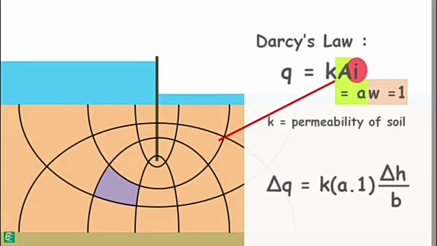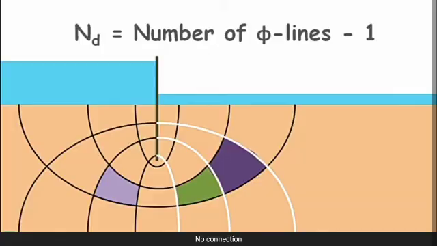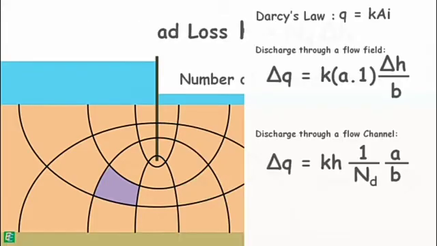For this field, the pressure drop is delta H. So the discharge through this flow field is this. Now delta H is the head loss of this field, or potential drop, and the number of potential drops is Nd, with H the total potential drop or head loss. Substitute in the equation to find the discharge through a flow channel. As you can see, there is one potential drop between two equipotential lines, and two potential drops between three equipotential lines, so Nd is the number of equipotential lines minus 1. This is the discharge of one flow channel, and with the total number of flow channels Nf, we get the total discharge.